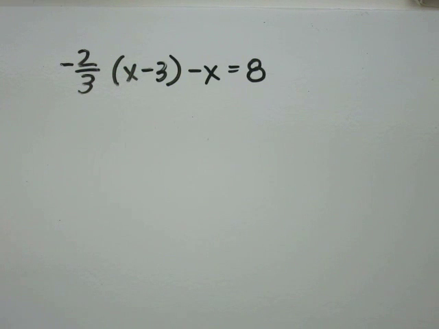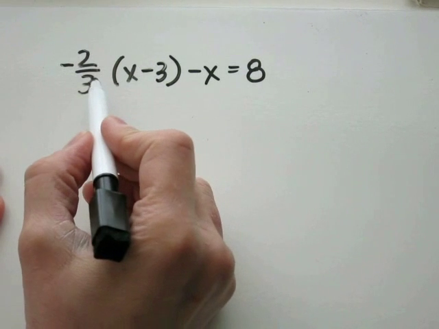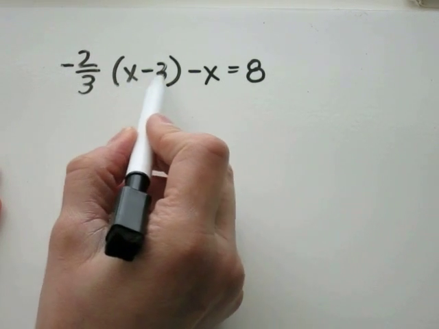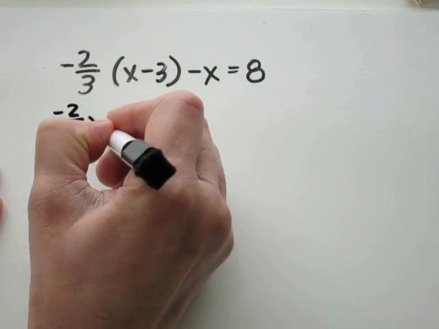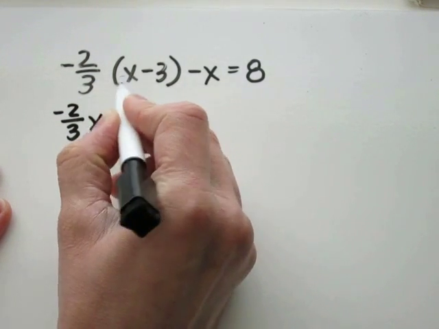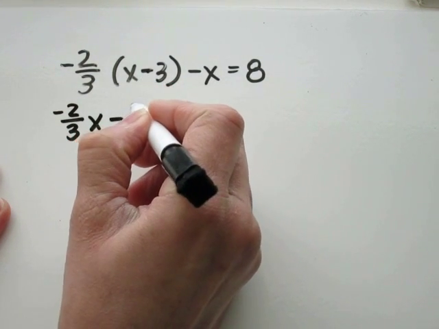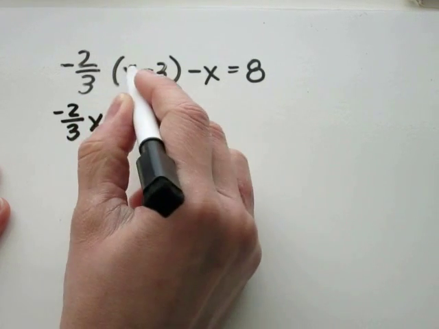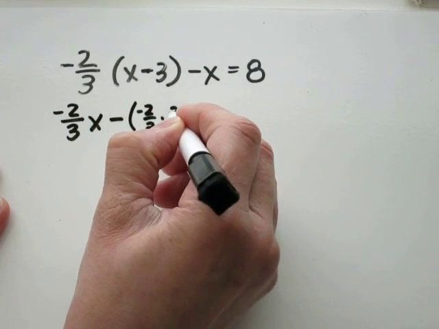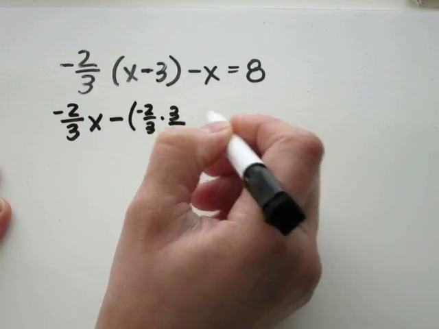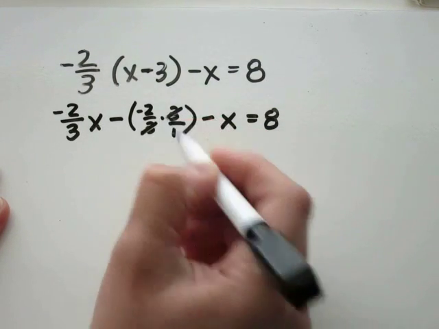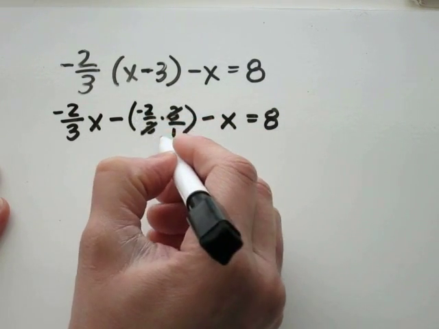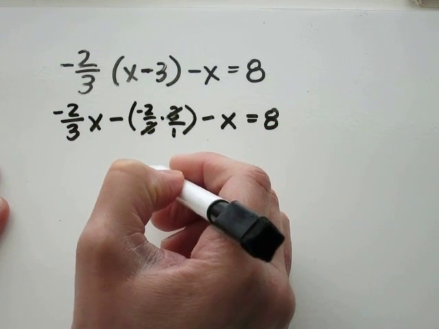Problem 20, negative 2/3 times x minus 3 minus x equals 8. Again, I'll want to multiply negative 2 over 3 times each number in the parentheses. I have negative 2/3 times x is negative 2/3 x. I'll have minus, which is in the parentheses, negative 2/3 times 3. It's the same as saying 3 over 1 minus x equals 8. Now the 3's will cancel out, leaving you with a negative 2 over 1, which is negative 2.